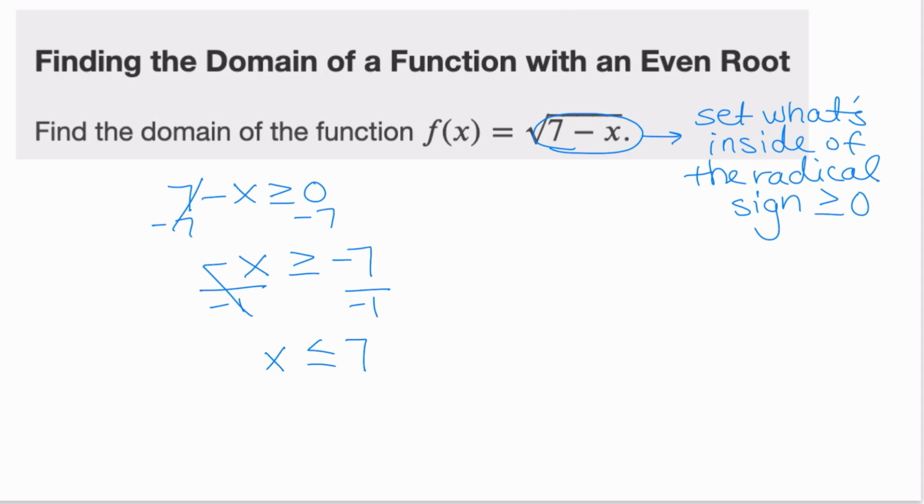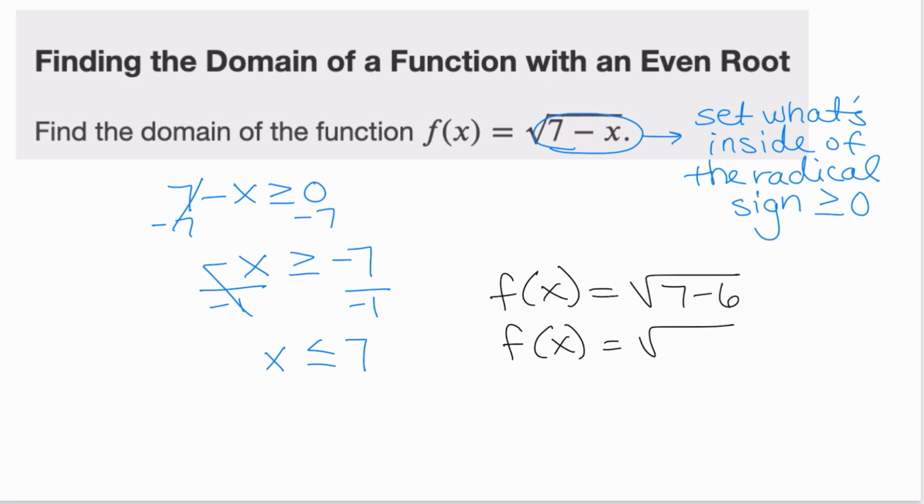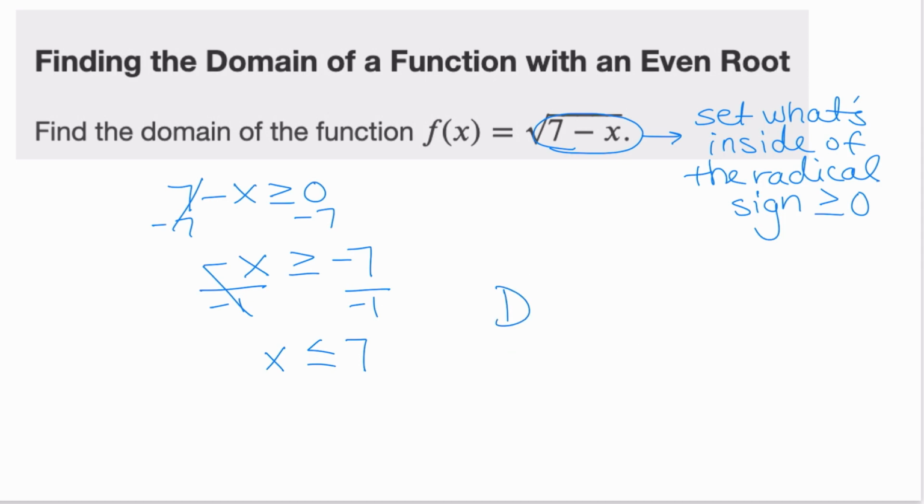And if I were to go into the actual radical, into the function, and I try to substitute a number that's less than or equal to 7, like 6, 7 minus 6 is 1. I can take the square root of 1. But if I were to substitute a number that's bigger than 7, like 8, 7 minus 8 is going to give me negative 1, and so I can't take the square root of negative 1. So that tells me that I am most likely correct, and that's a good way for you to check. So this means that my domain is all of the x values such that x is less than or equal to 7.